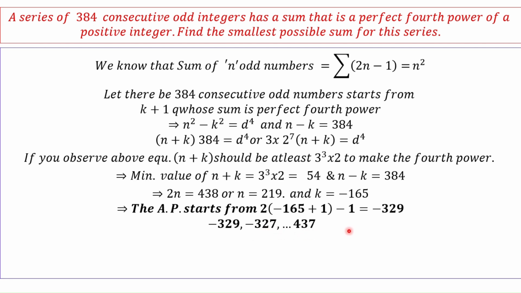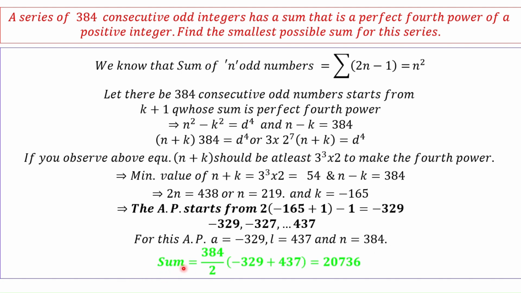So the sum of these is, if a equals minus 329, L is 437 and n is equal to 384, then the sum is 384 by 2 into (first term plus last term), right? I'll get the value as 20,736. This is the smallest possible sum of these 384 numbers.